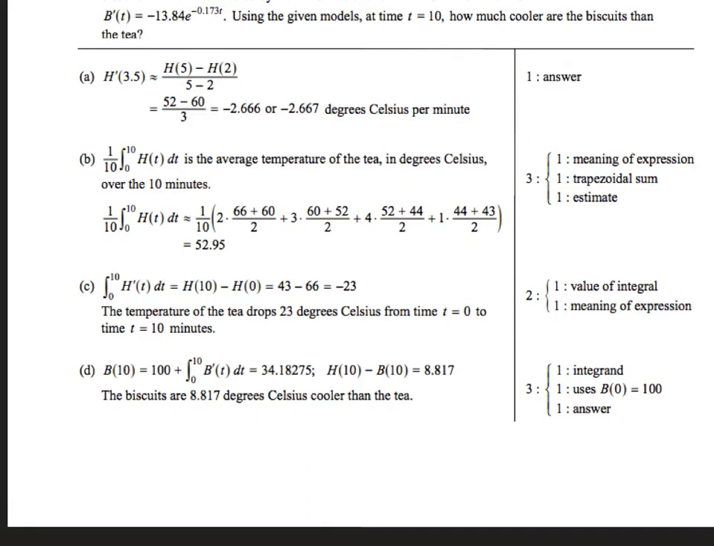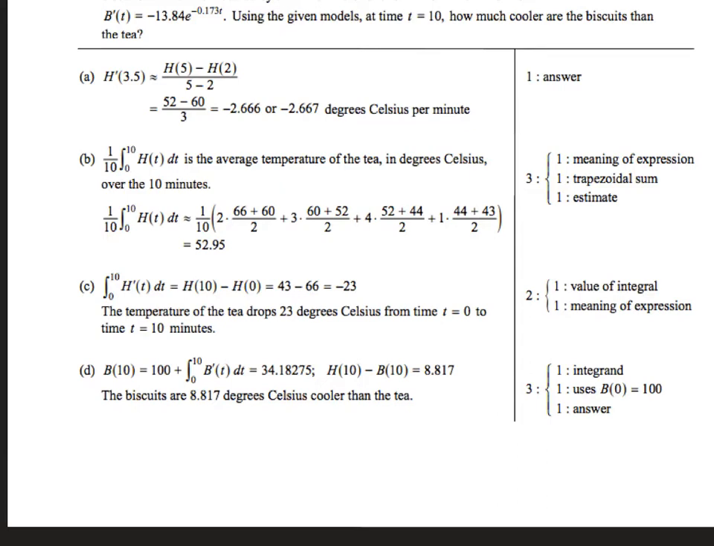Now, the hard part of this problem, in my opinion, is what does that expression mean? It means that the temperature dropped 23 degrees from 0 to 10. What are they looking for in an answer? Well, 1 point for the meaning of the expression. Somewhere in there you should mention that the temperature is dropping because it has a negative value. You should also obviously have the value of 23 degrees, and you also want to mention the time constraints, because if these limits of integration changed, let's say we went from 0 to 5, then we would only be talking about the time from 0 to 5. So mention the fact that it's dropping, mention the actual value, and mention the time constraints on that problem.